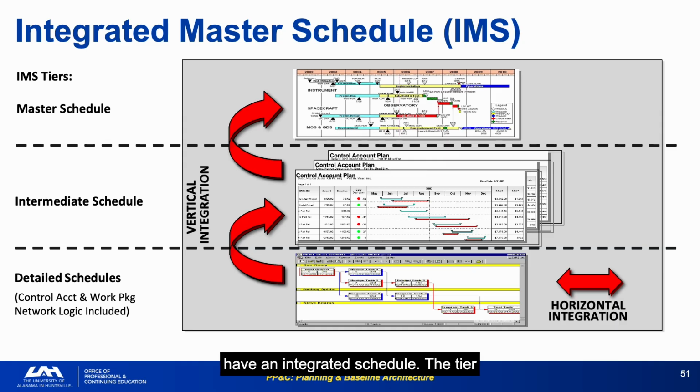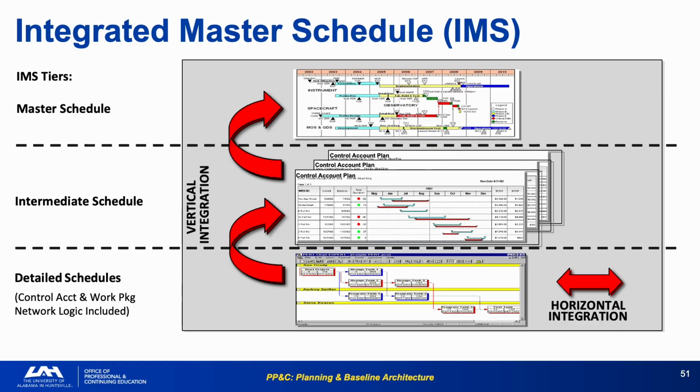The tier structure is not cosmetic. Each tier serves a specific decision-making audience. The master schedule communicates to agency leadership. The intermediate schedule supports program management. The detailed schedule is where the work is actually managed. Programs that maintain only the master schedule and call it the IMS do not have an integrated schedule. They have a milestone list. When things go wrong, they have no visibility into what's driving the schedule problem.